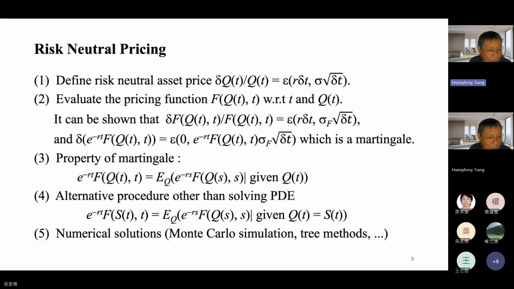So numerically, there will be Monte Carlo simulation, because you can always take these procedures and simulate, let's say, 10,000 samples and then work out the average. This is what we call Monte Carlo pricing. And you can also redefine the expectation based on a tree. So there will be a binomial tree, trinomial tree, or finite difference tree if you want.